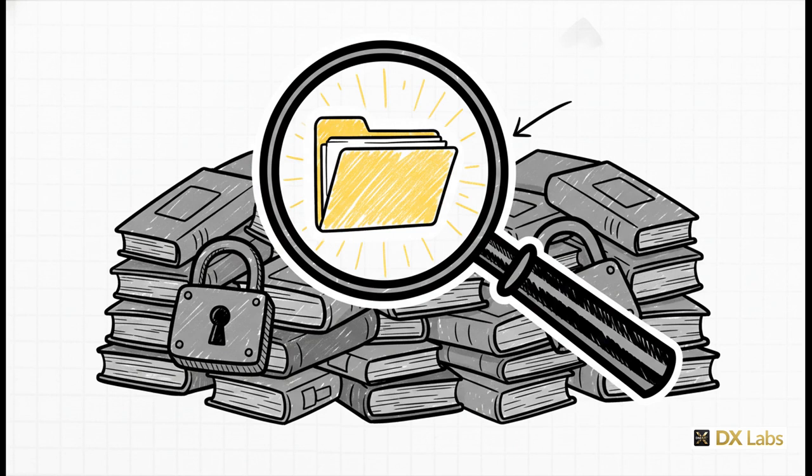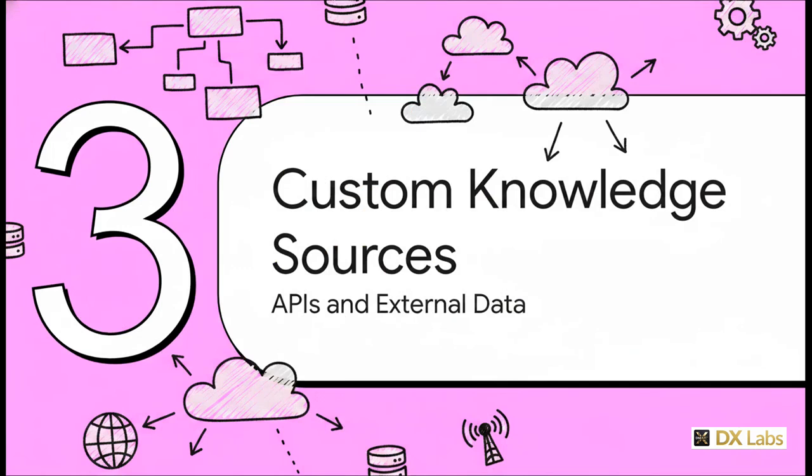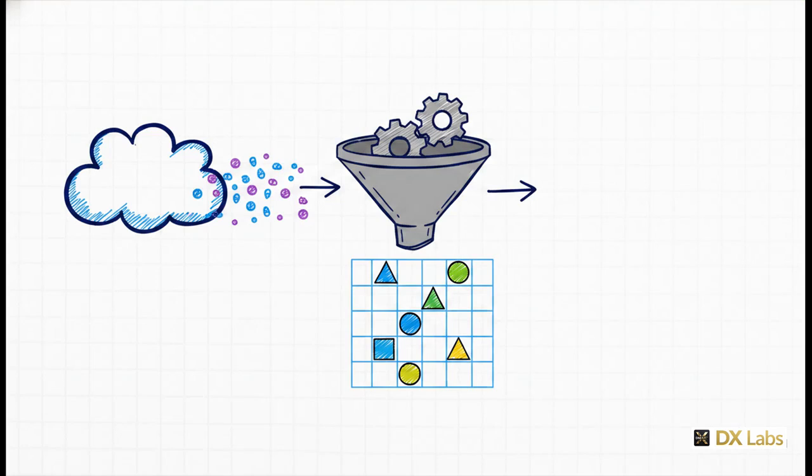Okay, but what if your data isn't sitting neatly in a SharePoint folder? Part 3. Connecting custom knowledge sources. We all know not all data is in a neat little Word document. Imagine a bank's compliance department where regulatory rules are updating daily in a proprietary API. We can't just upload static documents for that. We need a live pipeline.